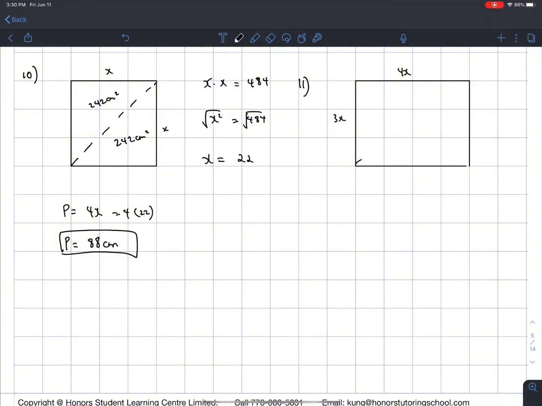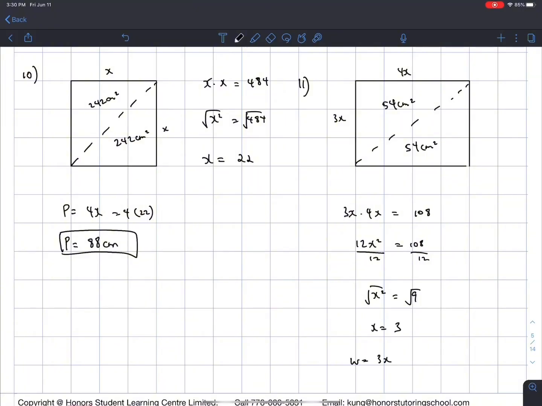So again, cutting from the diagonal, the area of this right triangle is 54 centimeters squared. Well, if that's 54, this must also be 54. So now we can say 3x times 4x equals 54 plus 54, which is 108. So we have 12x squared equals 108. Divide both sides by 12. We get x squared equals 9. And then we square root both sides, we get x equals 3.